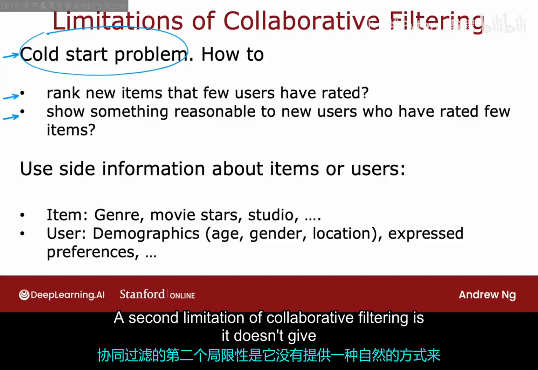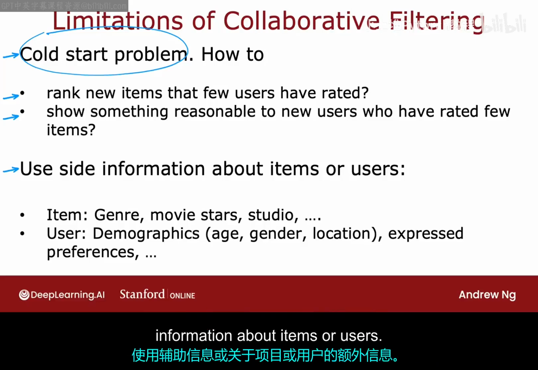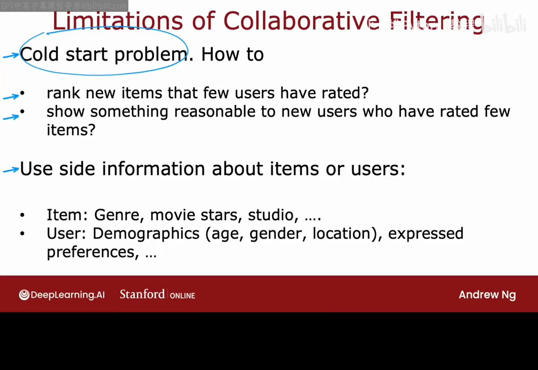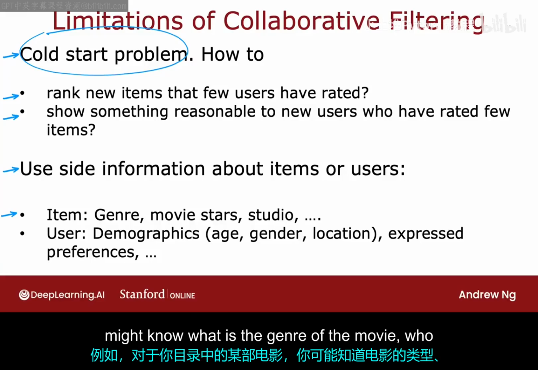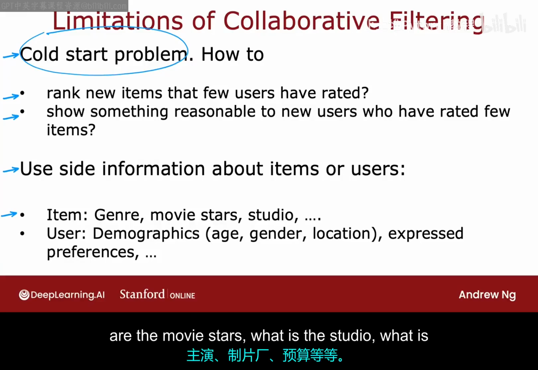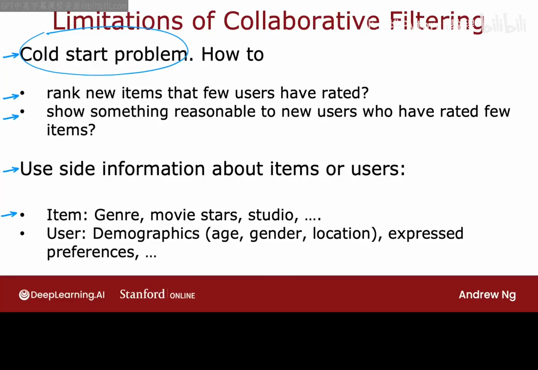A second limitation of collaborative filtering is it doesn't give you a natural way to use side information or additional information about items or users. For example, for a given movie in your catalog, you might know what is the genre of the movie, who are the movie stars, what is the studio, what is the budget, and so on. And you may have a lot of features about a given movie.